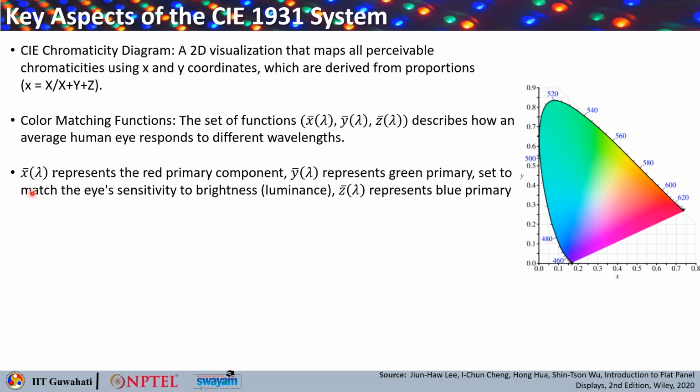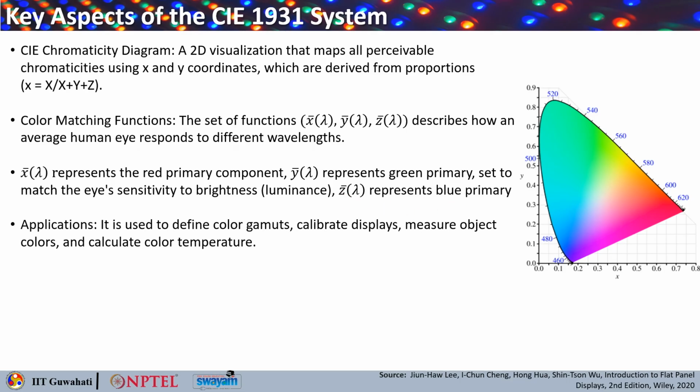If you take small x bar lambda, this represents the red primary component. Y bar lambda represents the green primary, and it is also set to match the eye's sensitivity to brightness. That is how it also corresponds to luminance. And then you have small z bar lambda, that represents the blue primary.